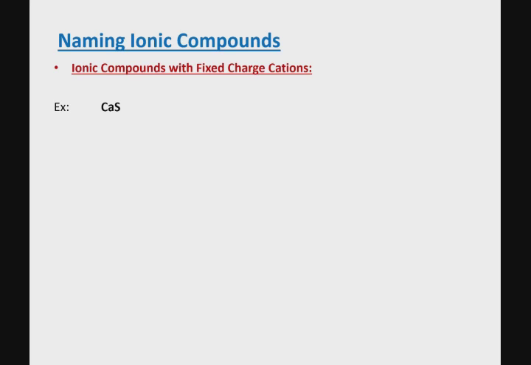Here's a chemical formula, CaS. First question you need to ask yourselves, is this an ionic compound? Yes, it is an ionic compound because it has calcium in it, which is a metal which would make a cation. And if that's a cation, then sulfur, being the non-metallic element, will make the anion. Please remember, if there's a cation, there will be an anion. But if there is no cation, there cannot be an anion.